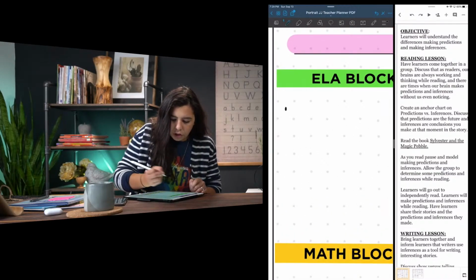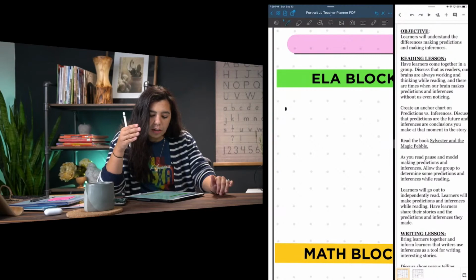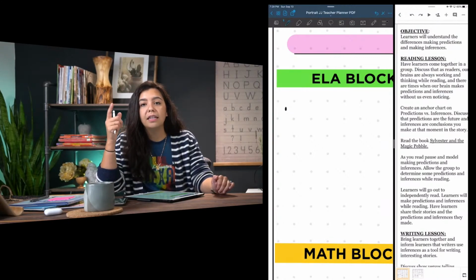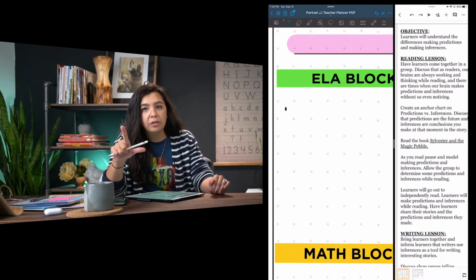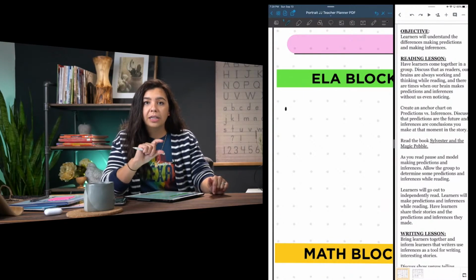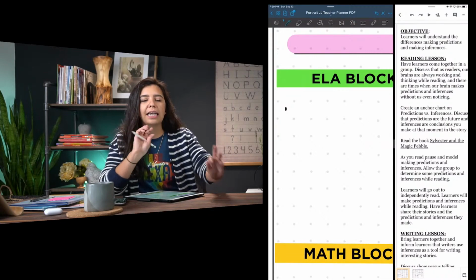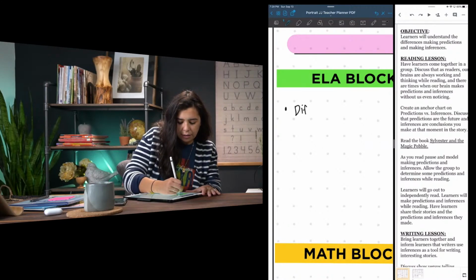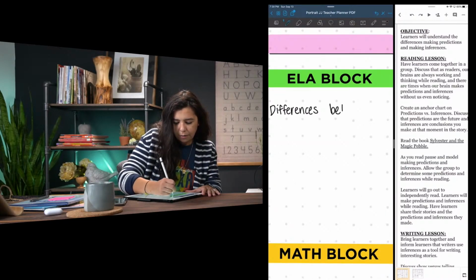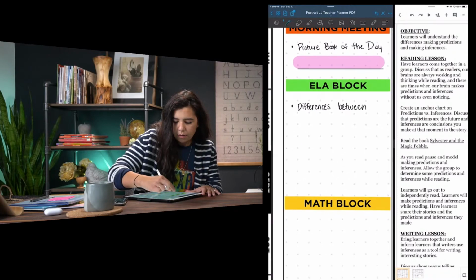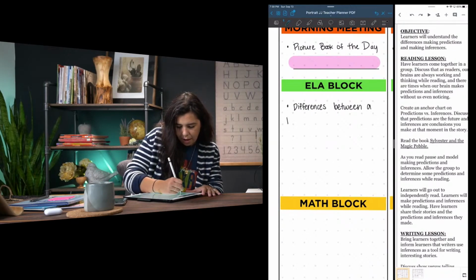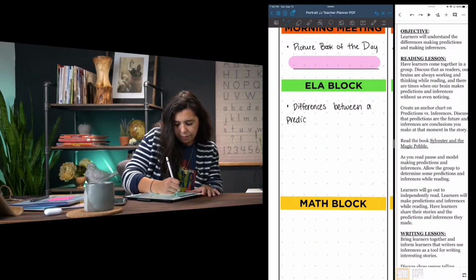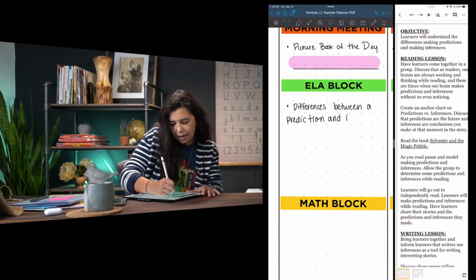Okay. So the objective for Monday is we're going to talk about making predictions and inferences and the difference between the two. Now, I have 5th graders, so they've already been introduced to predictions and inferences. In fact, we've already started talking about them a little bit. So we're going to say here, differences between a prediction and, I forgot how to spell prediction, and inference.